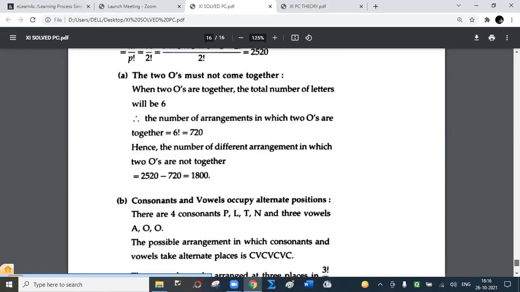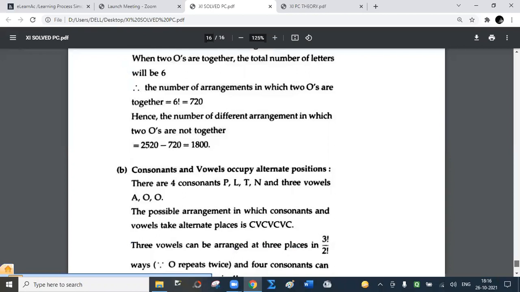Okay. Second part, consonants and vowels occupy alternate positions. Now there are 4 consonants P, L, T, N and 3 vowels A, O, O. The possible arrangements in which consonants and vowels take alternate places is what? Arrangement has to begin with a consonant, then vowel, then consonant, then vowel, then consonant, then vowel, and then consonant. Why not with vowel? Because number of vowels is 3 and number of consonants is 4.